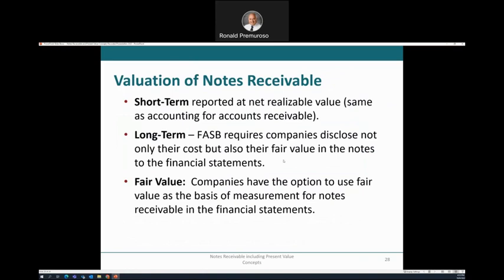With regards to the valuation of notes receivable, short-term notes should be reported at net realizable value, which is the same as the accounting for accounts receivable. For long-term notes receivable, the FASB requires companies to disclose not only their cost, but also the fair value of those notes in the financial statements. And with regards to the fair value calculation, companies have the option to use fair value as the basis of measurement for notes receivable in their financial statements under GAAP.